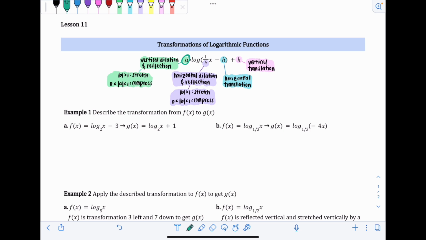If the absolute value of A is greater than 1, that would be a stretch. If it's between 0 and 1, it would be a compression or a vertical shrink. And if A is negative, that would be a reflection over the x-axis.